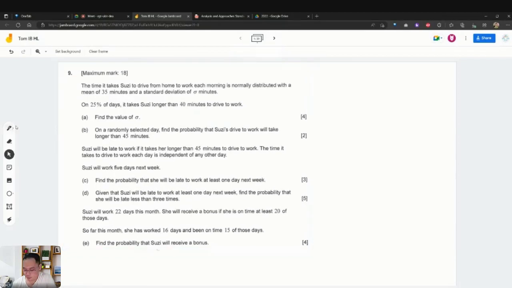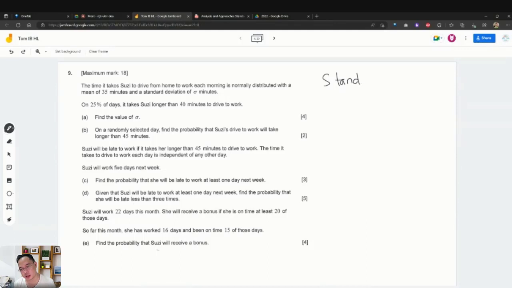It is given here the percentage, 25% of the days. For example, in 10 days, there will be about a quarter of that. Let's take 100 days. There will be about 25 days that Susie will need to spend more than 40 minutes to drive to work. And to find the sigma here, we need to use the standardization method and inverse normal that we used to do for a question like this a pretty long time ago.